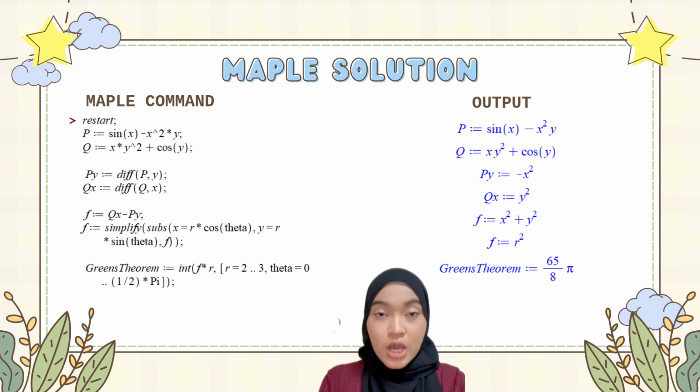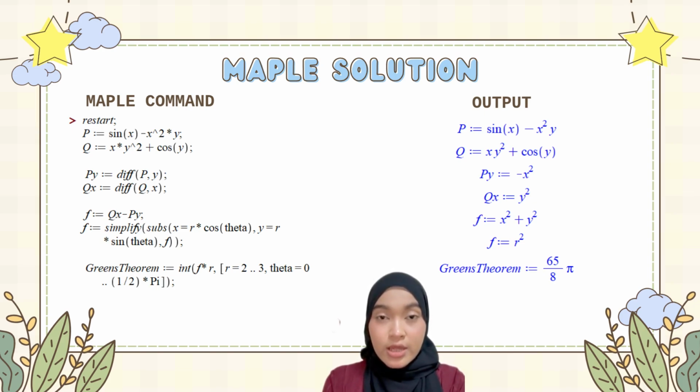Next, we compute Green's theorem directly in Maple. We define P as sin x minus x squared y and Q as x y squared plus cos y, matching our manual setup. Taking the partial derivative of P with respect to y gives negative x squared, and the partial derivative of Q with respect to x gives y squared. Subtracting this, Qx minus Py simplifies to x squared plus y squared.